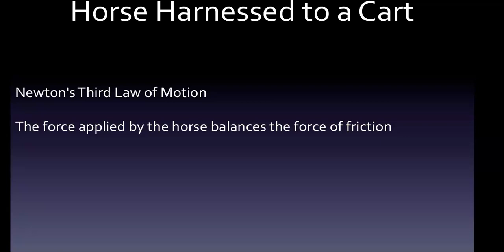For the horse to move with constant velocity, the frictional force acting on it, as well as the mechanical force it applies on the cart, need to balance each other out. Therefore, the force applied by the horse balances the force of friction. And that last sentence is really the key concept, right? That the force applied by the horse balances the force of friction.